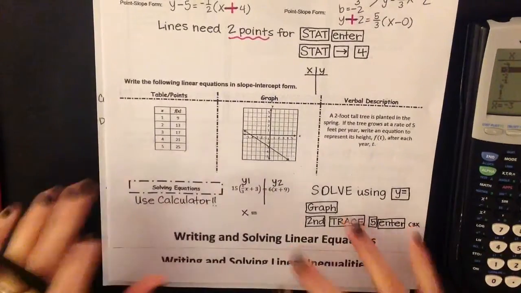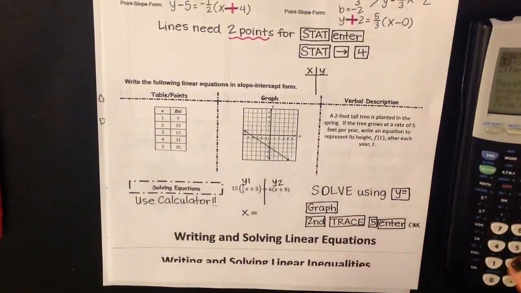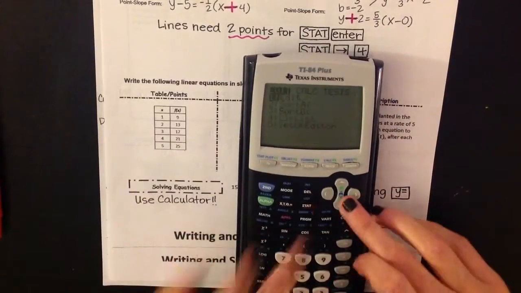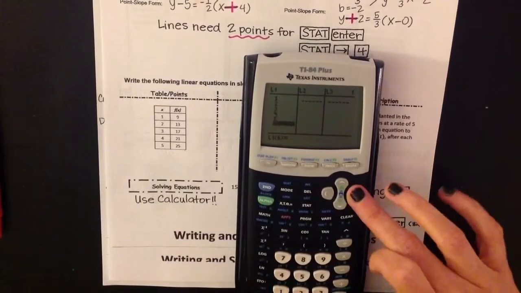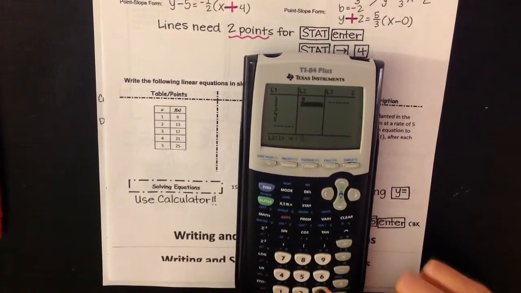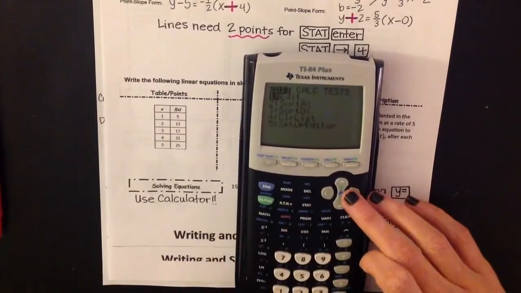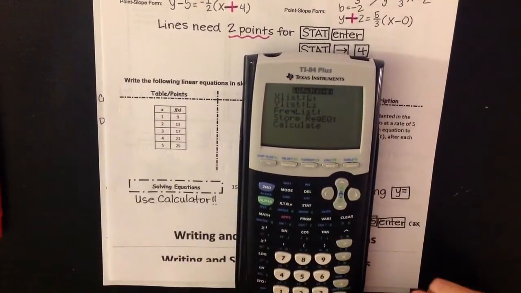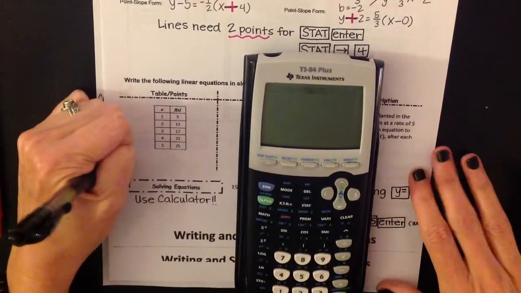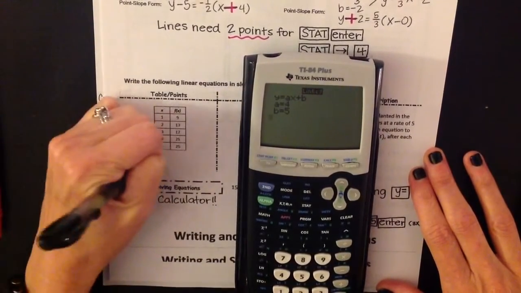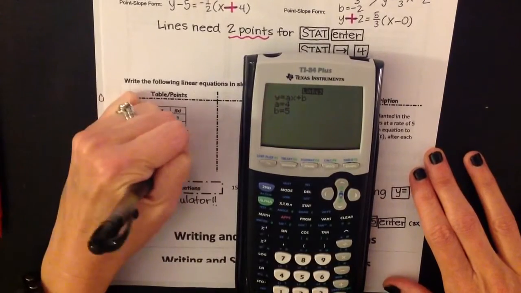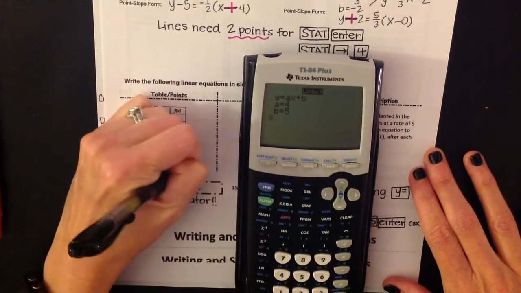Okay, write the following points. Again, we are going to use our calculator. We're going to go to stat, enter, and we're going to type in 1, 2, 3, 4, 5, 9, 13, 17, 21, 25. Stat over option 4. And I'm going to write my A is 4 and my B is 5. So my equation is y equals 4x plus 5.